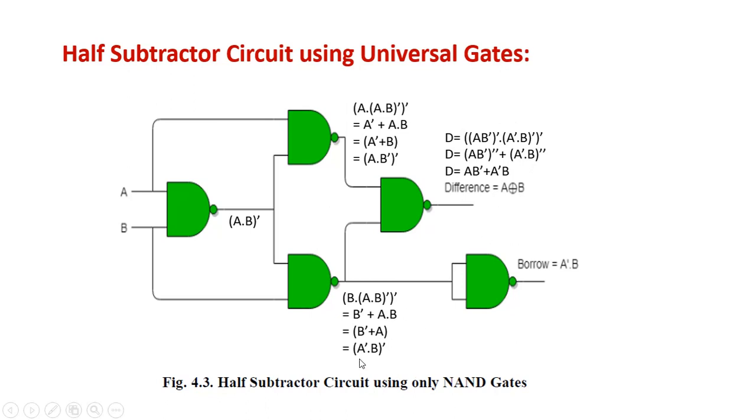Now here we are getting A bar dot B bar, and we are connecting one NOT gate here to get the borrow. After passing this through the NOT gate, you will get A bar dot B double bar whole double bar. The double bar will give the original A bar dot B only. So you will get borrow through this. In whole, 5 NAND gates are required to form a half subtractor circuit.